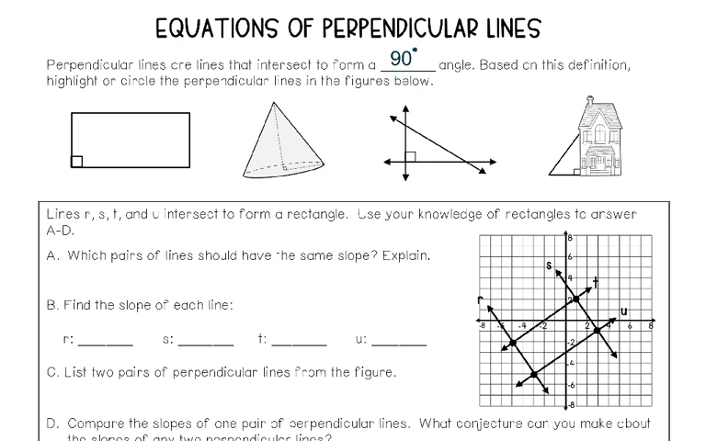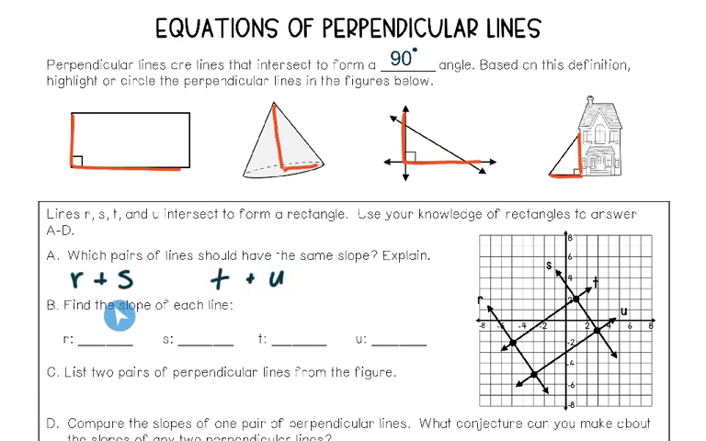Based on this definition, highlight or circle the perpendicular lines in the figures below. You can see that the perpendicular lines all have that little square. That little square represents 90 degrees, and that means there's a right angle. Keeping this in mind, we have four lines, R, S, T, and U, intersecting to form a rectangle on the coordinate plane. Rectangles are made up of four right angles. So there's some perpendicular lines. There's also some parallel lines. So my first question is, which pair of lines should have the same slope?